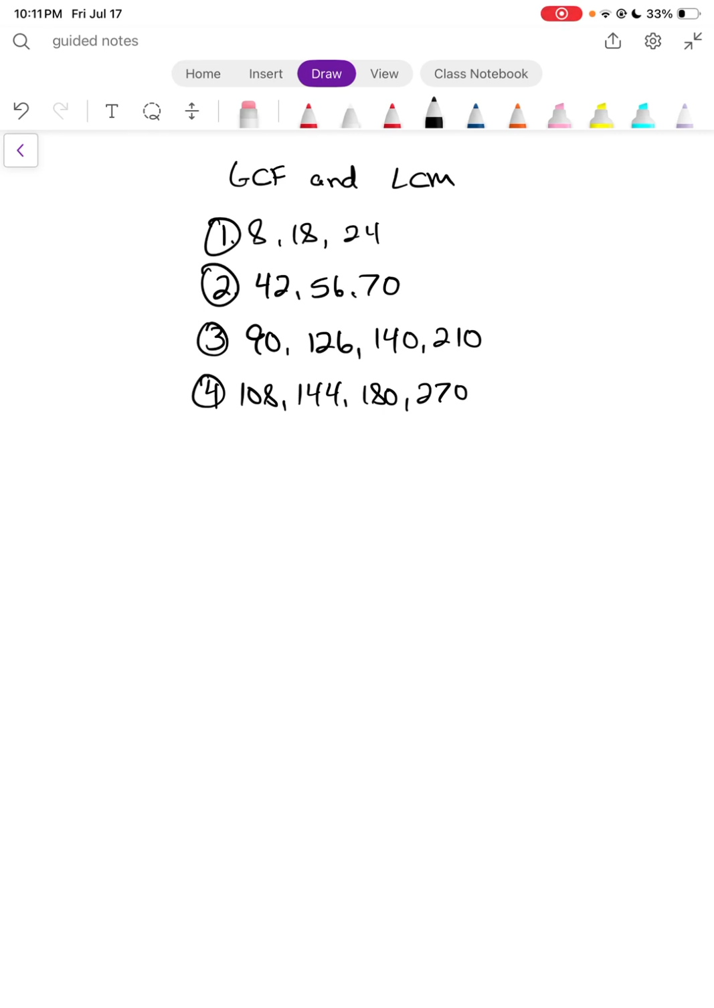Okay, I'm going to show you a new method I've come up with for finding the GCF and LCM when you have 3 numbers, 4 numbers, 5 numbers. And I've got a funny feeling that once you see this, you'll never work it the same way again.